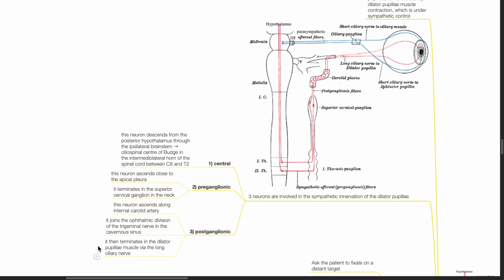The dark response. To test for this, ask the patient to fixate on a distant target and measure pupil sizes with a ruler. Dim the room lights and repeat the measurements. If anisocoria is present, the larger pupil in bright conditions is likely to be the abnormal one and vice versa.